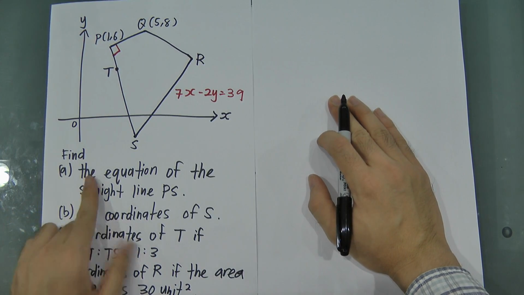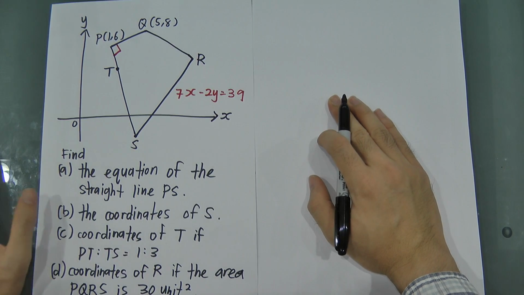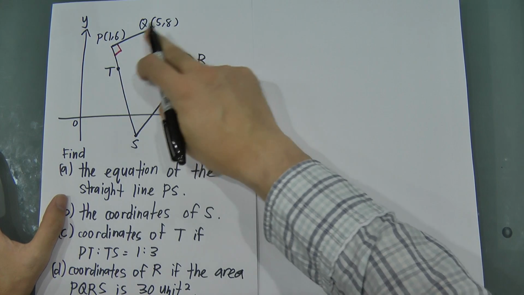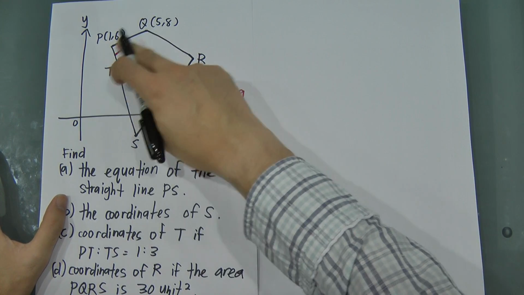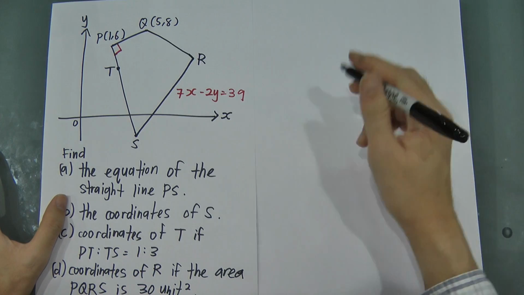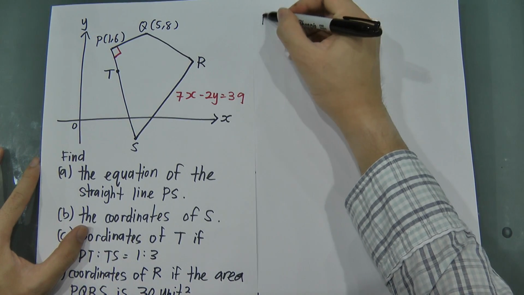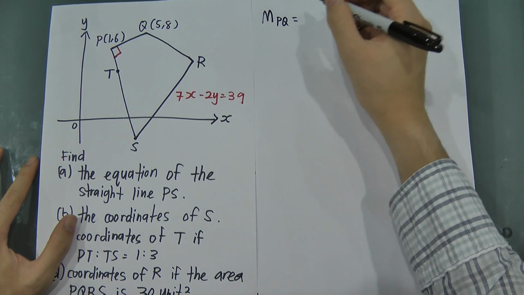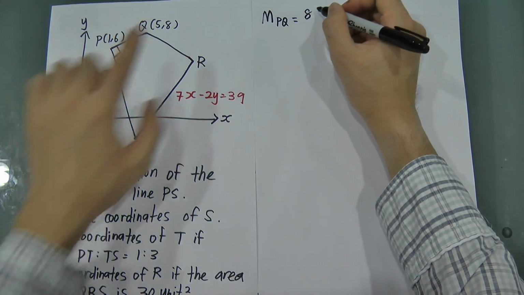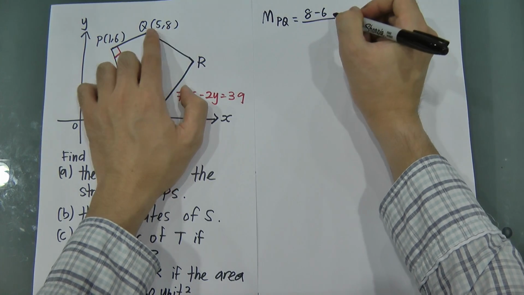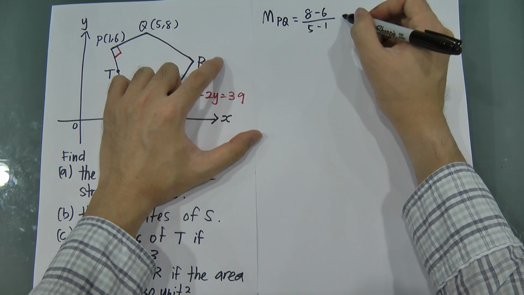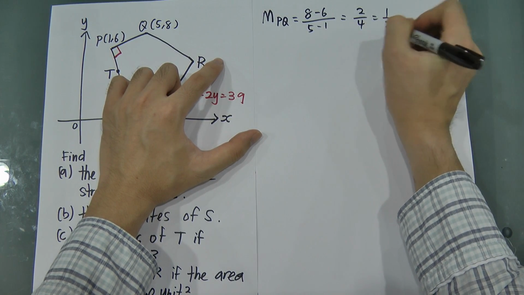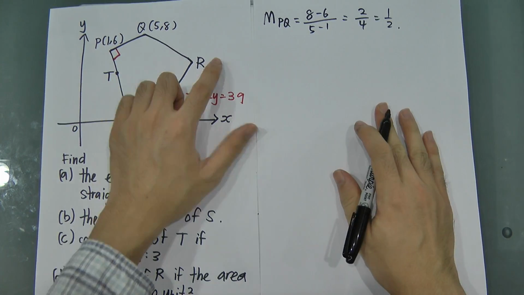A, find the equation of the straight line PS. From here, I can get the gradient for PQ, and then gradient for PQ and gradient for PS will give me negative 1. So I'm going to do it one by one. First I'm going to find gradient for PQ. I have two coordinates, y1 minus y2 over x1 minus x2: 8 minus 6 over 5 minus 1, which gives 2 over 4, which is 1 over 2. So this is gradient for PQ.